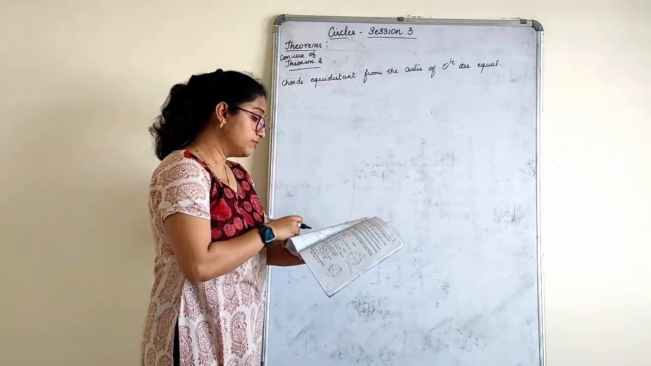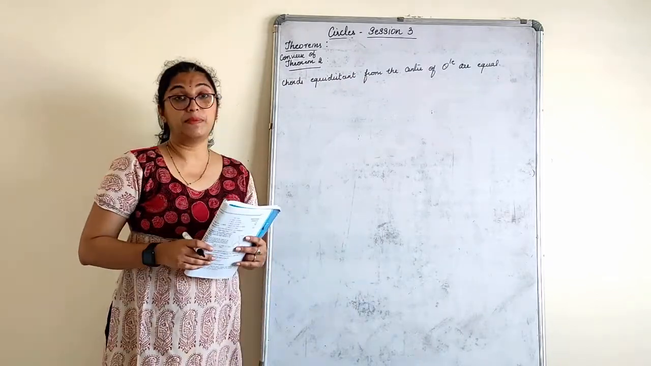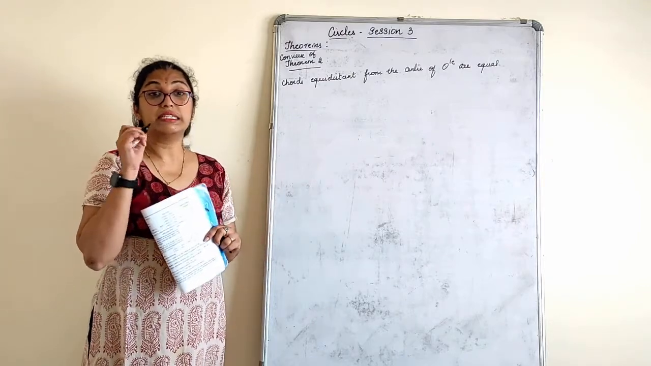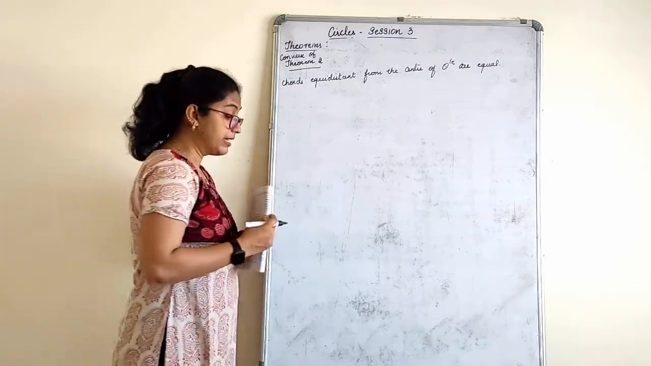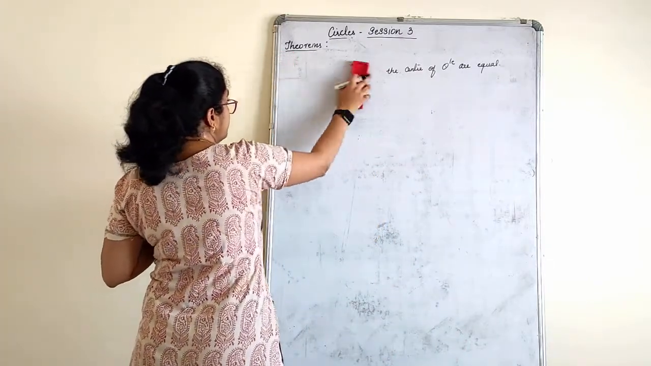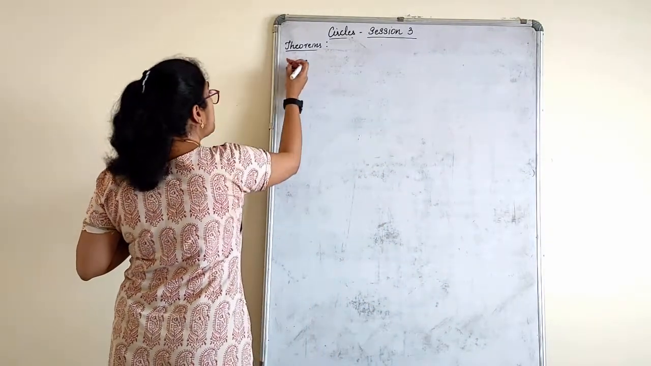Now let's come to the angle properties we have studied. When we talk about angle properties, it's about the angle subtended by a chord. That is, central angle is twice the inscribed angle. That theorem we are going to prove now. A very important theorem. I will just mention it as theorem 3 here.